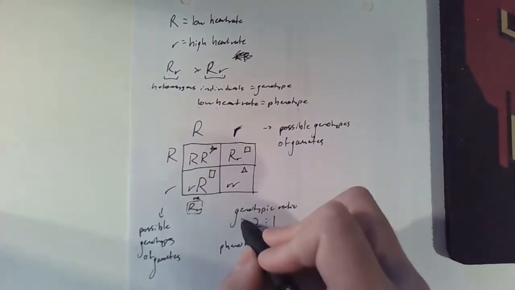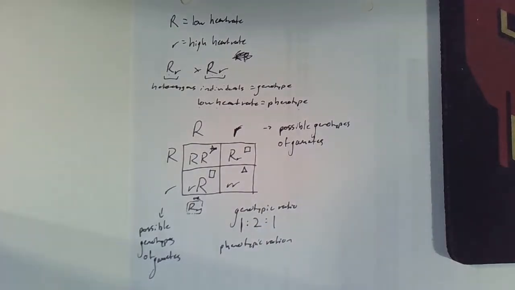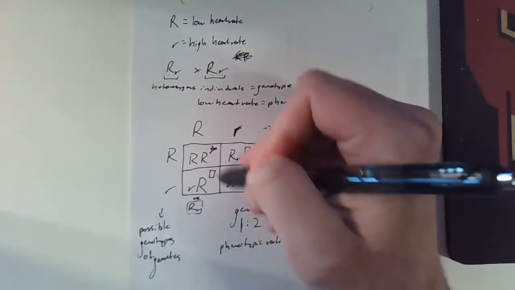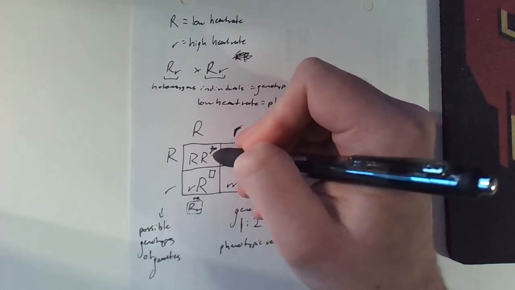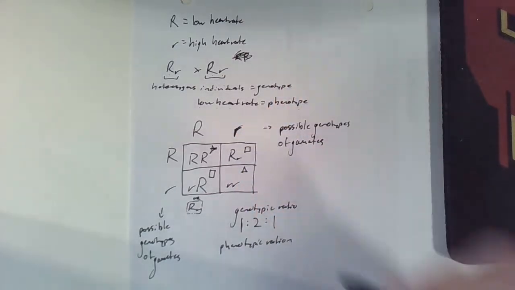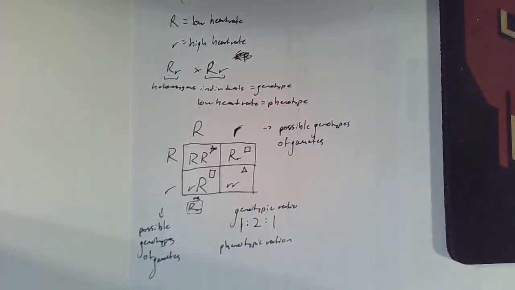I'm sorry, I might have said homozygous recessive here, but I meant dominant. When I wrote this first one, this might have been recessive, but I meant dominant because this is now our homozygous recessive. So that is our genotypic ratio.